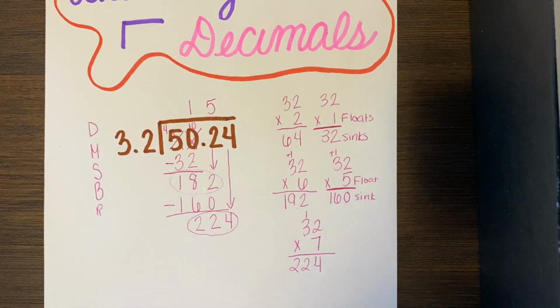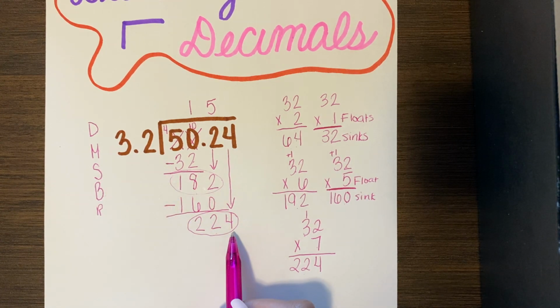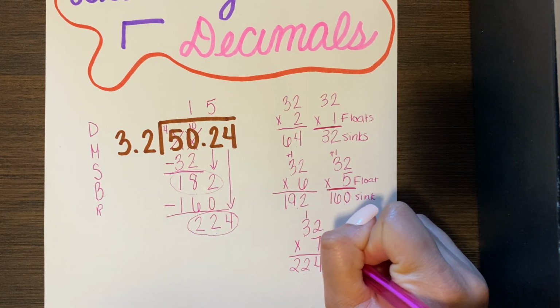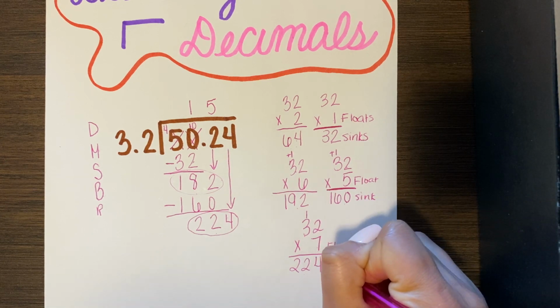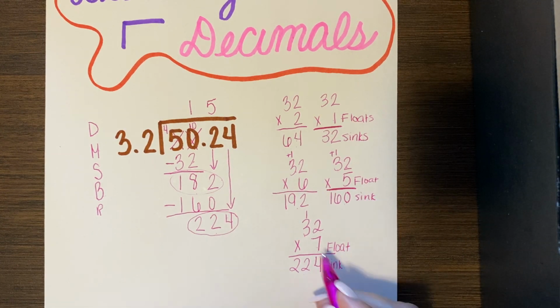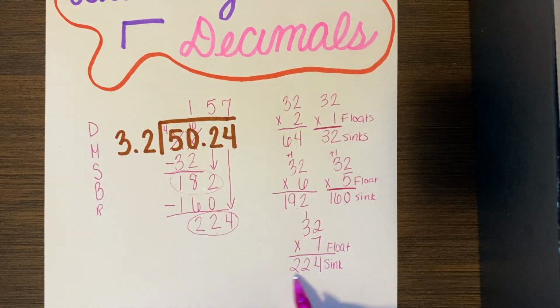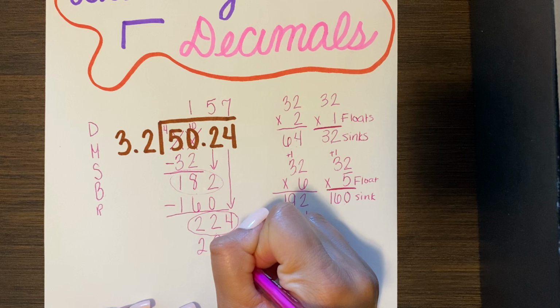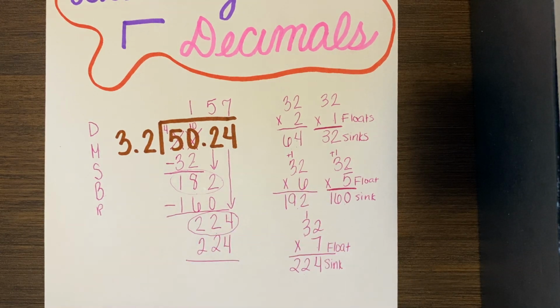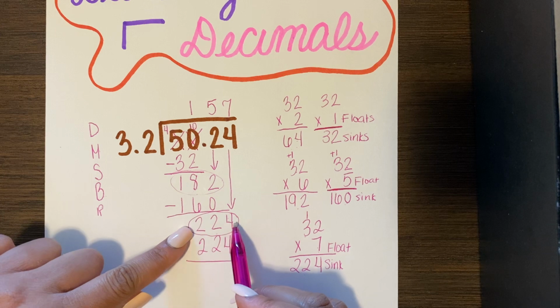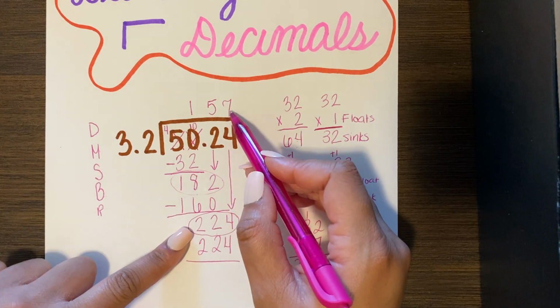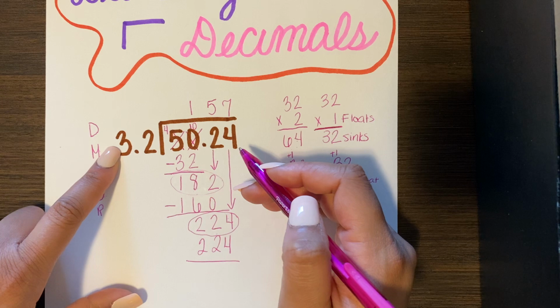224 matches perfectly with 224. So 32 can go into 224 7 times evenly. That means that this is going to float and this is going to sink. 7 floats to the top, 224 sinks. Now, when we say float and sink, please understand that this is still your dividend, okay? This is still your quotient. This is still your divisor, okay?